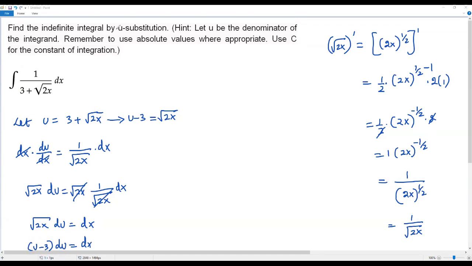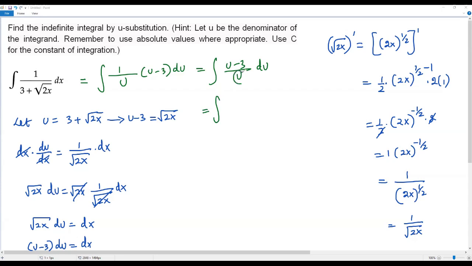Okay, now let me go to the given integration. So integral 1 over, for this expression, 3 plus square root of 2x, we can plug in u, because u is the variable we have assigned for the denominator of the integrand. So for this one, we can plug in u, and for this dx, we can plug in u minus 3 times du. Let me write it over here, u minus 3 times du. Now we can multiply this 1 and u minus 3, then I'm getting integral of u minus 3 over u du.